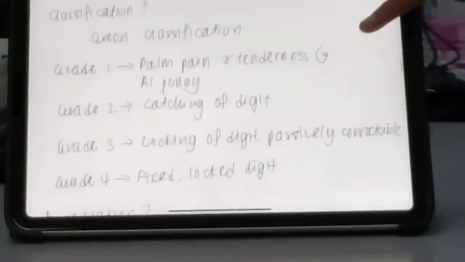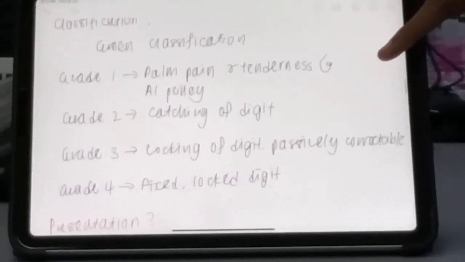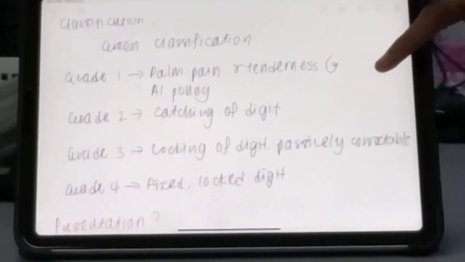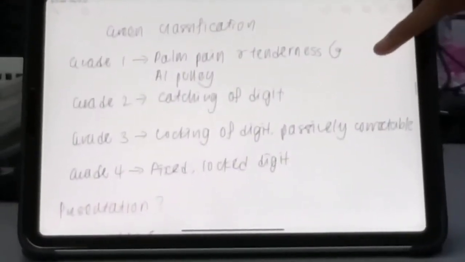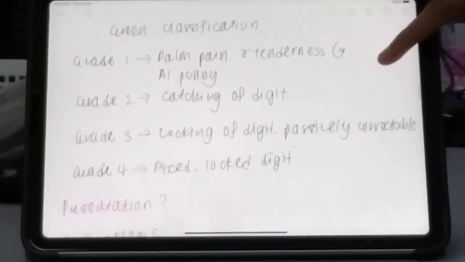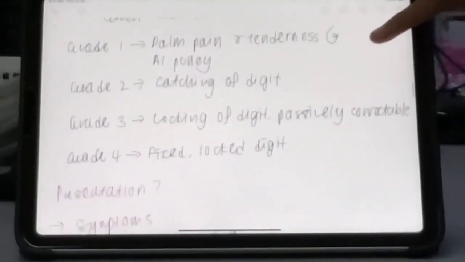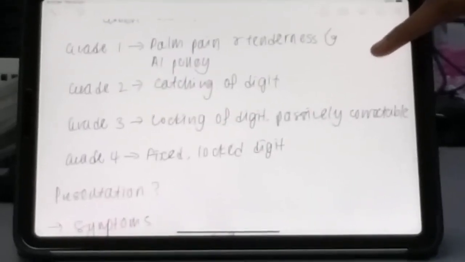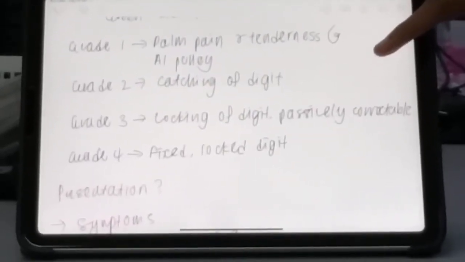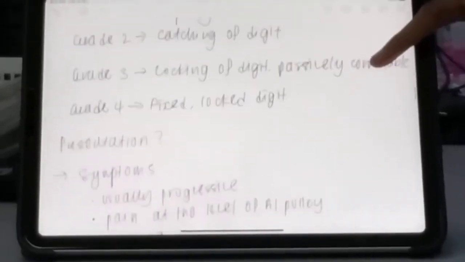Classification wise, we have the Green classification here. Grade 1 is palm pain and tenderness at the A1 pulley. Grade 2 is catching of the digit. Grade 3 is locking of the digit, passively correctable. But grade 4 is a fixed and locked digit.